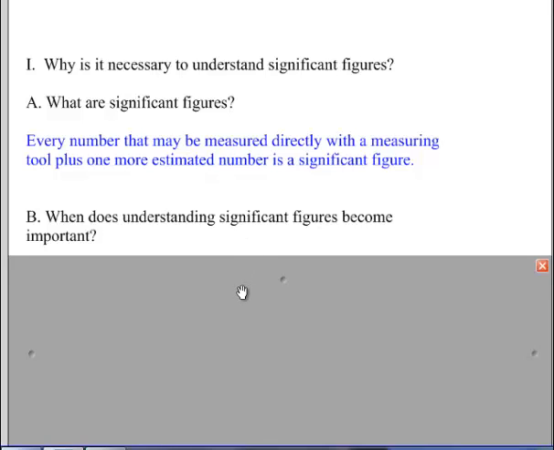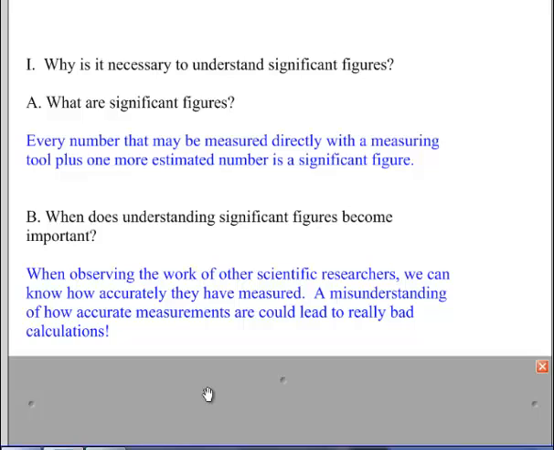So why does it become important? When observing the work of other scientific researchers, we can know how accurately they have measured. A misunderstanding of how accurate measurements are could lead to really bad calculations. So we always want to know how many significant figures we're dealing with when we're looking at other people's work.